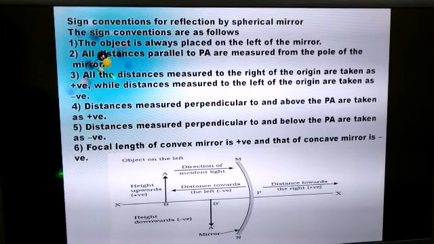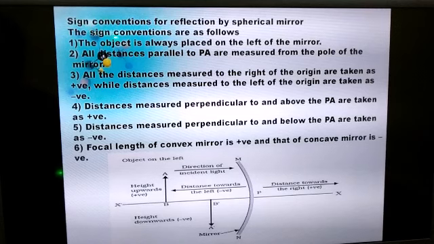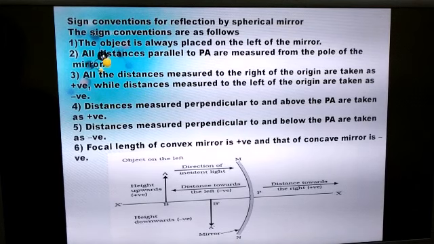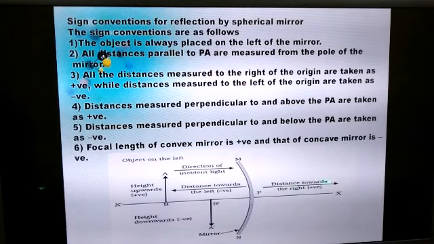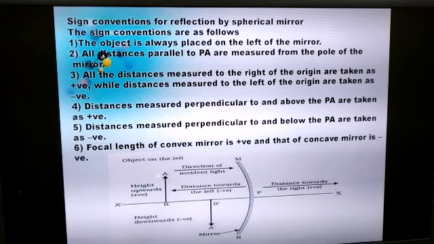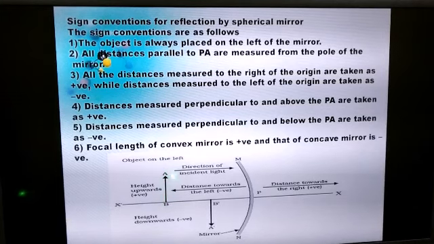Let us see the sign conventions for reflection by spherical mirror. As I told you, these sign conventions are also called the new Cartesian sign conventions for reflection by spherical mirror. The first sign convention is that the object is always placed on the left side of the mirror. So this X dash is the principal axis of the coordinate system. Mirror, spherical mirror, MN. Pole of the mirror, this is the origin. The object is always placed in front of the mirror, that is, on the left hand side of the mirror.